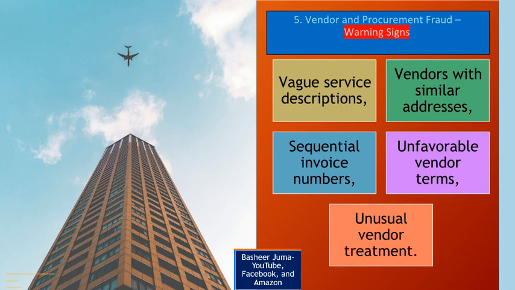Unusually favorable treatment of specific vendors. Resistance to changing vendors or putting contracts out to bid. Contracts are consistently awarded to the same vendors despite poor performance. Vendors only known to or vouched for by one employee. Construction costs significantly exceeding initial estimates.